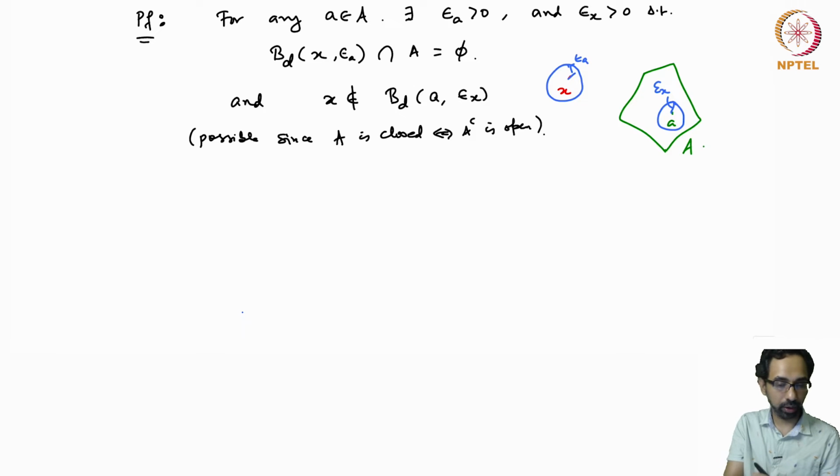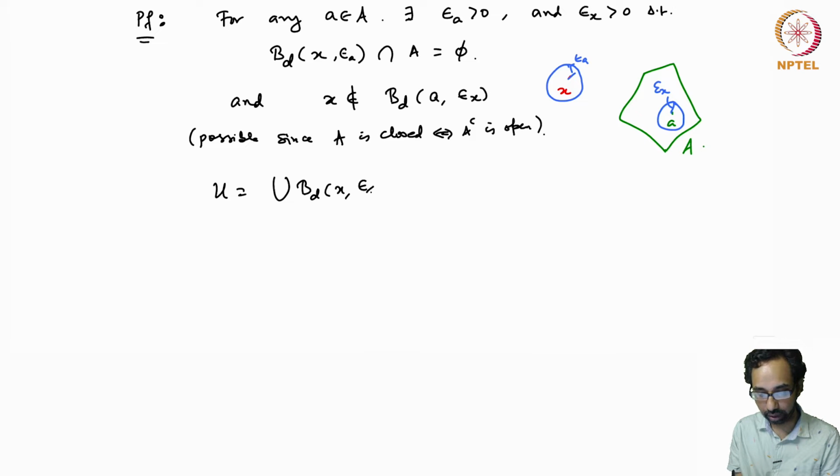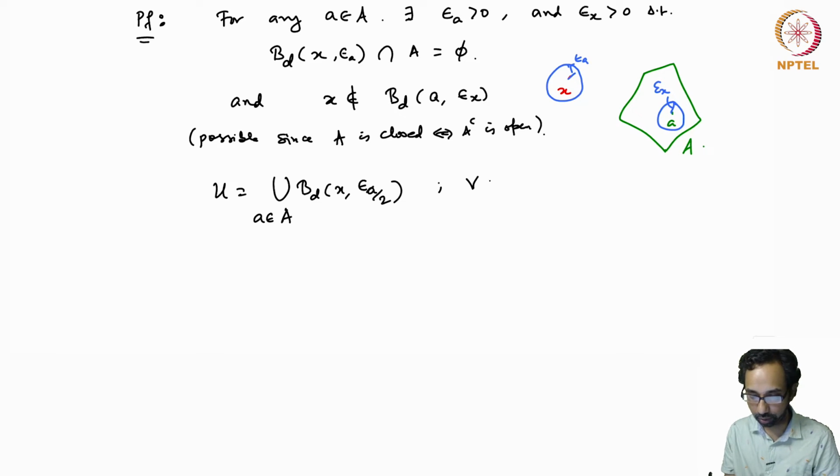So now what we have is the collection of sets U. So take the union of the collection of these metric balls with radius not epsilon_a but epsilon_a by 2, and this is over all the points a in the closed set A, and we have another open set V which is the union of the metric balls with center a and radius epsilon_x by 2. This is again for all a in A.